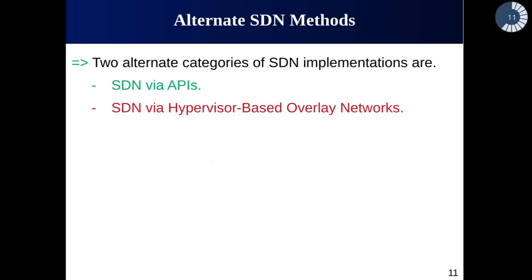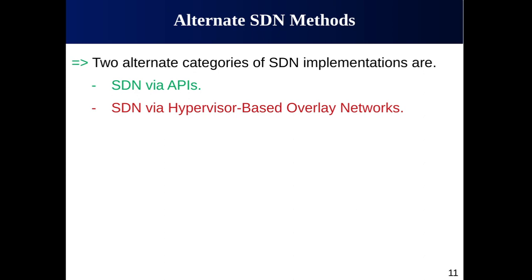Next, let us study alternative methods for SDN. The SDN architecture that we have studied in this course until now is called Open SDN. And this Open SDN has greater support in the research community, amongst the network operators, and also the large data centers such as Google and Yahoo. They have strong support for this Open SDN.